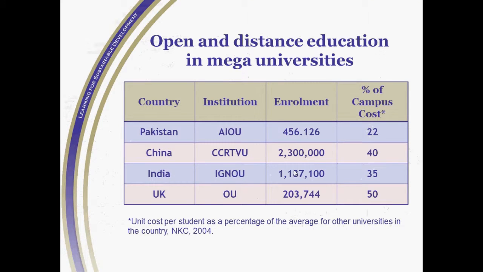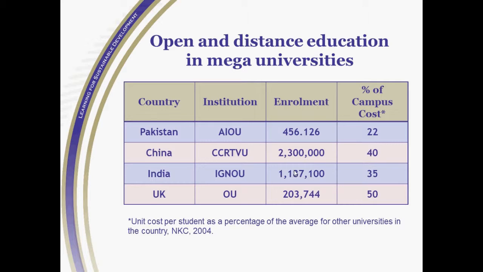So why are open universities so popular? One reason is lower costs. A study by the National Knowledge Commission India shows that mega universities, a term coined by Sir John Daniel to signify those institutions which have an enrollment of more than 100,000 students. So any university with more than 100,000 students enrolled is a mega university.